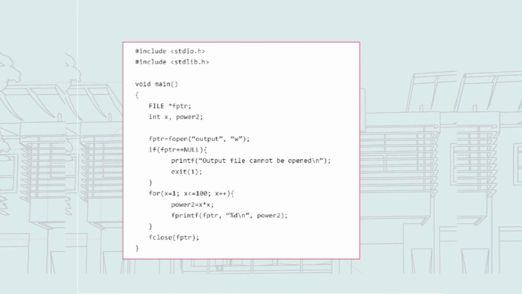Take a look at the following program. You should understand the declaration and file checking. Now look at the repetition control. Notice that the fprintf statement is used to print the values of power2 onto a file named output that is referred to by a pointer called fptr.